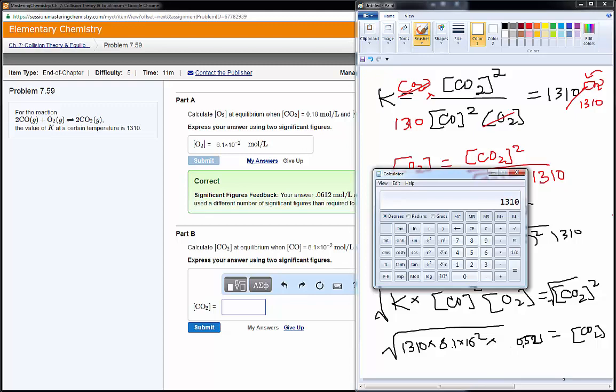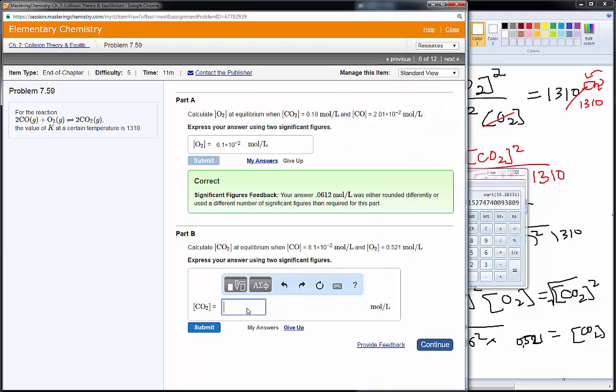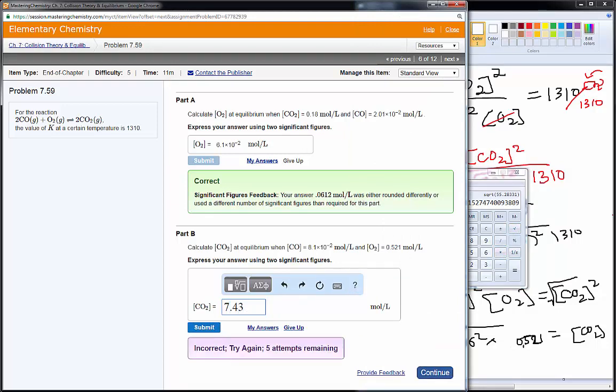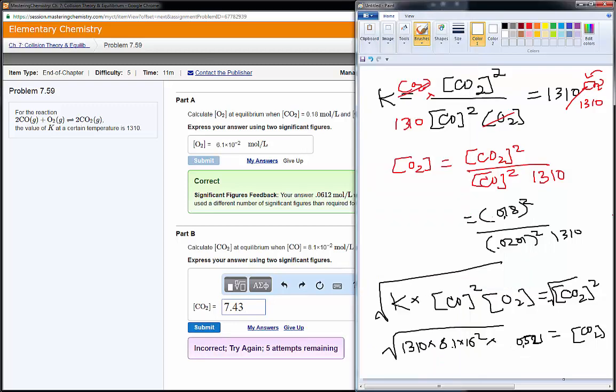Let's try that again. 1310 times 8.1 times 10 to the minus 2. Multiply that by 0.521. Take the square root of that. There we go, 7.43. Oops, what did I do wrong this time? Let's look at our equation. We've got the K here, CO2, oh goodness. It's supposed to be squared. And then the O2 here.